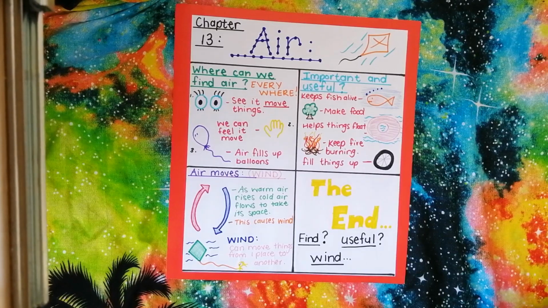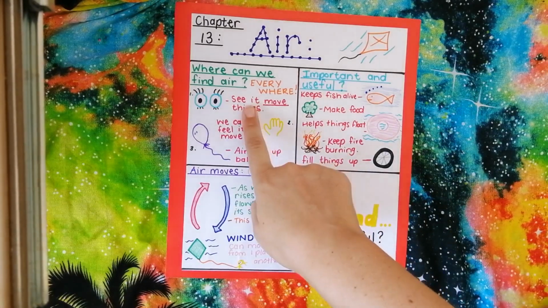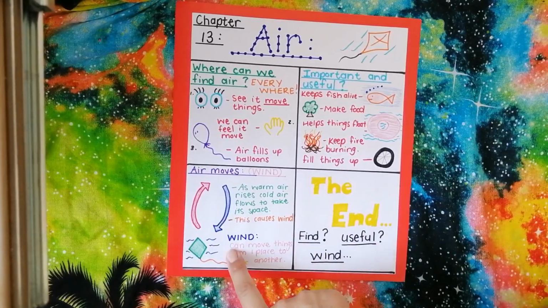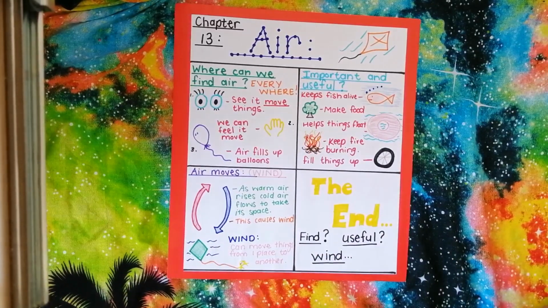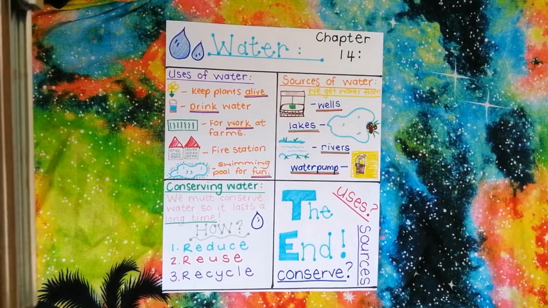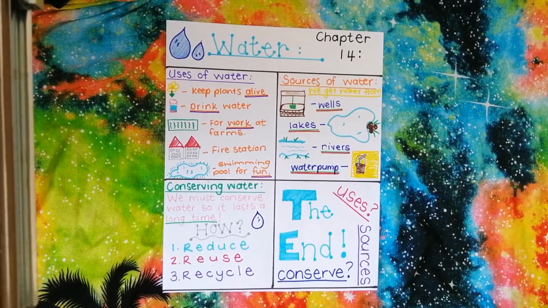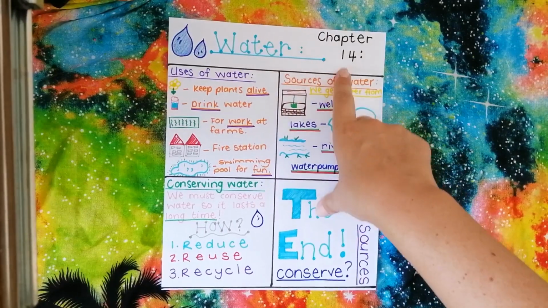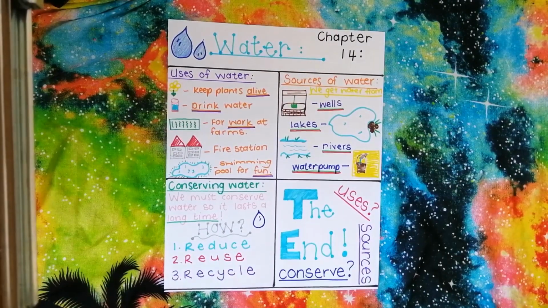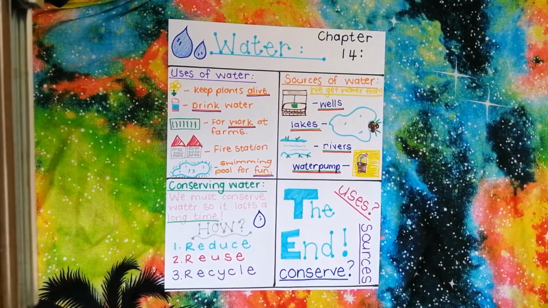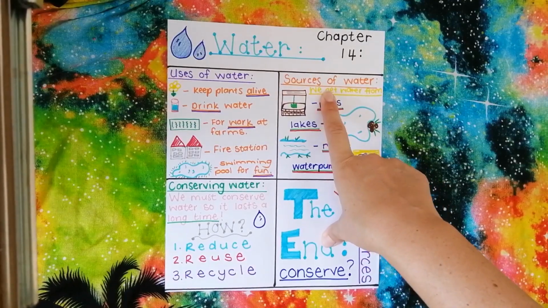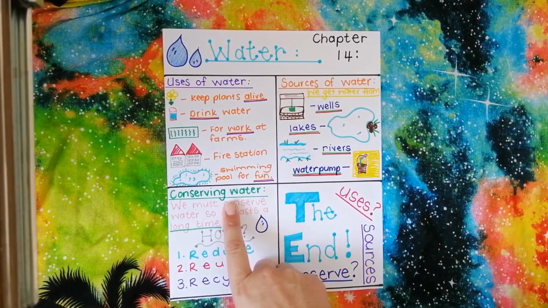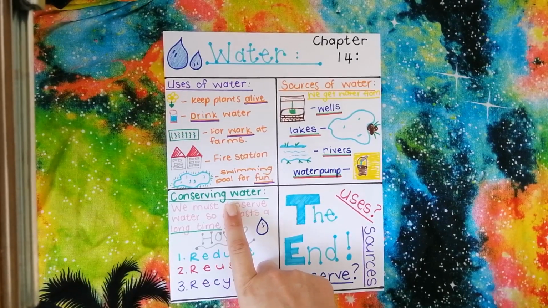So the three things we learned about air: where can we find it? Why is it useful? And what is it called when air moves? It's called wind. And the last chapter that we covered was all about water, chapter 14. We learned what are the uses of water, where do we get water from, and how do we conserve water, and what does conserve mean? All right, so let's begin.